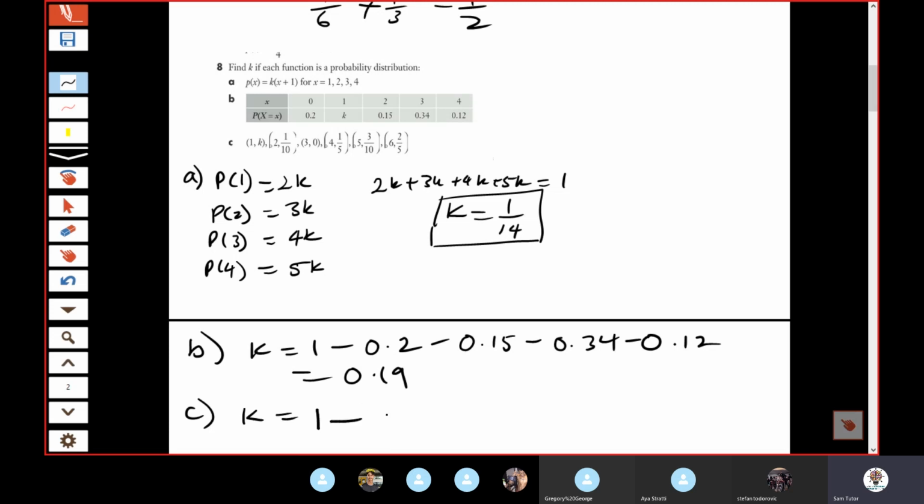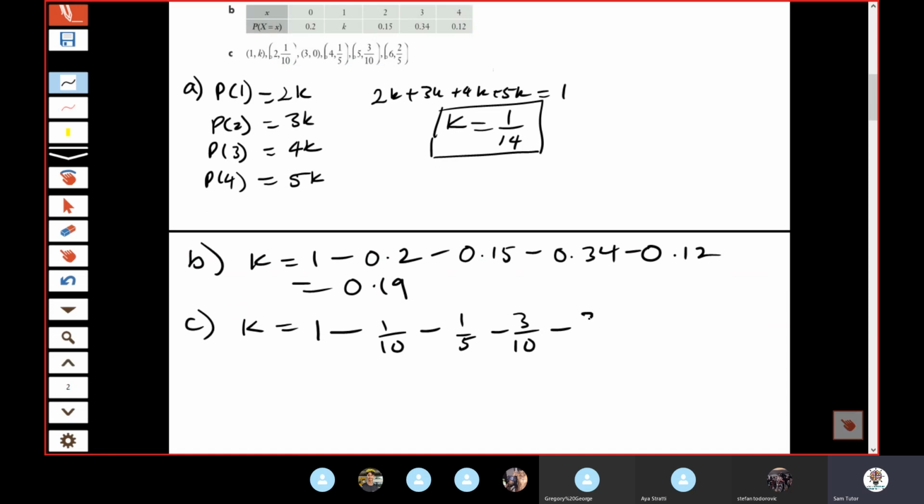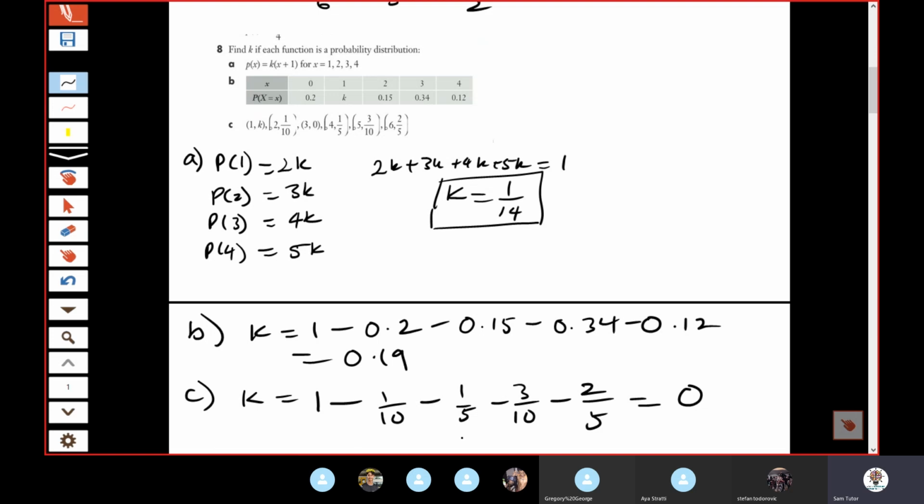Here we go again. 1 minus 1 on 10 minus 1 on 5 minus 3 on 10 minus 2 on 5. One on 10 plus 1 on 5 plus 3 on 10 plus 2 on 5. 1 minus that is 0. So K is actually equal to 0. Any questions for me?